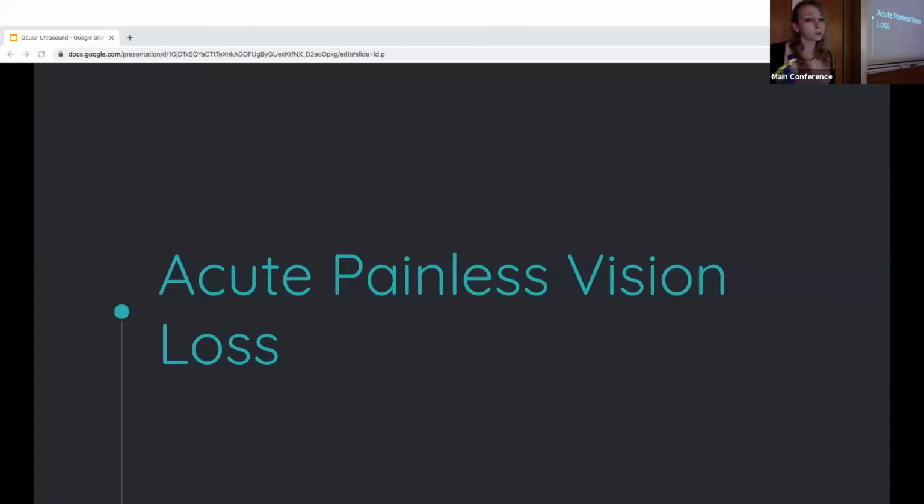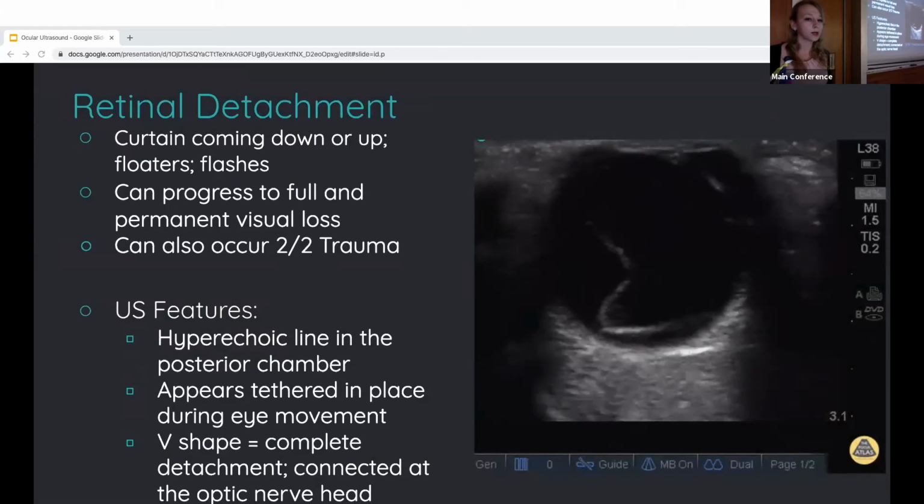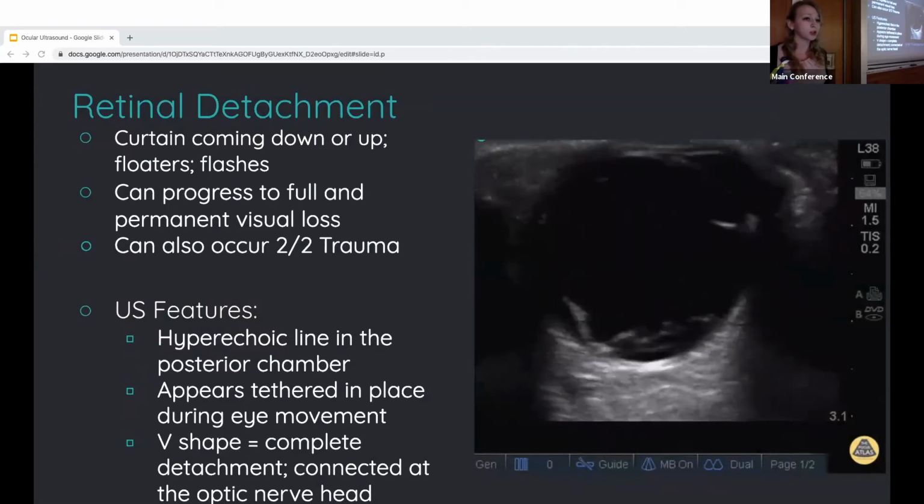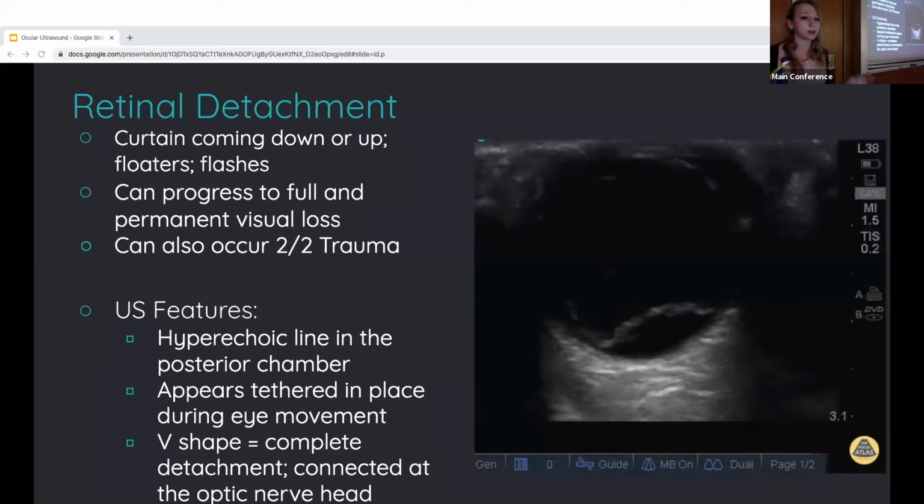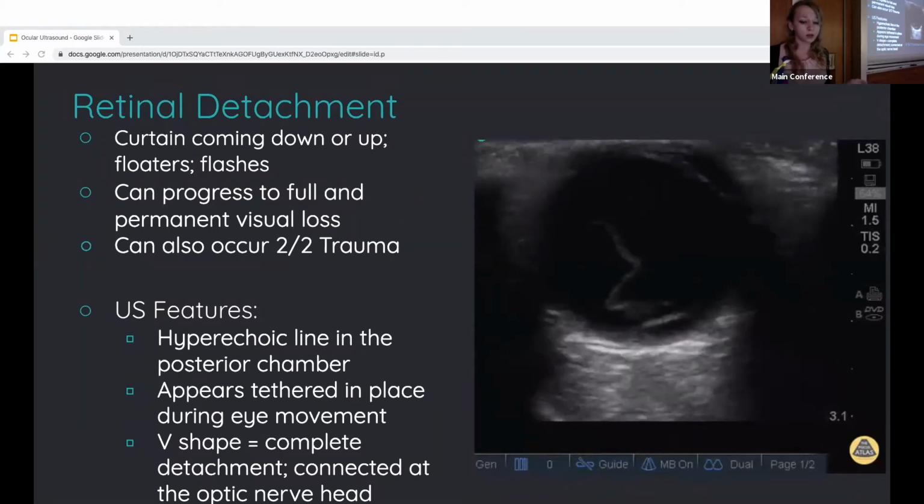Let's talk about acute painless vision loss. So we already discussed retinal detachment. I just wanted to put it up here to remind you guys that this can be both traumatic and non-traumatic.